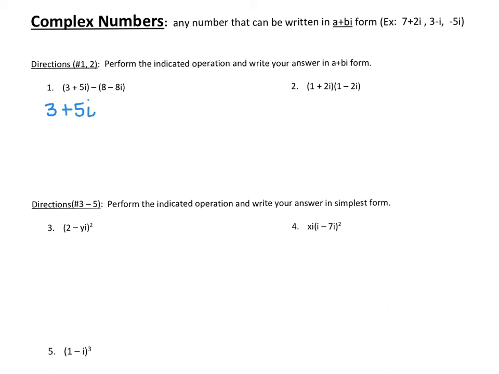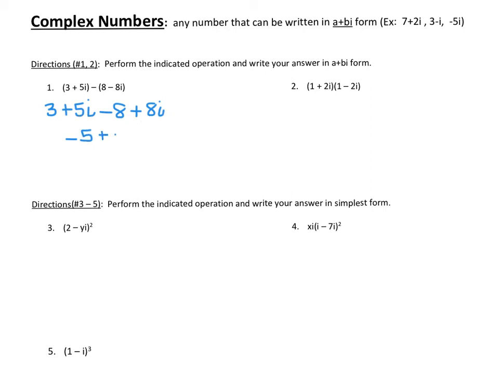Okay, now when we distribute this negative, negative times 8 would be negative 8. And then negative times negative 8i would be positive 8i. And then from here, we just combine our like terms. So I can combine the 3 minus 8 to give me negative 5. And then I can combine the 5i plus 8i to give me 13i.